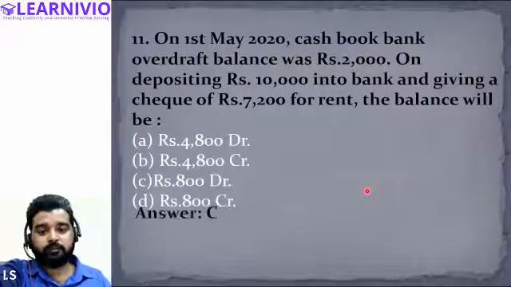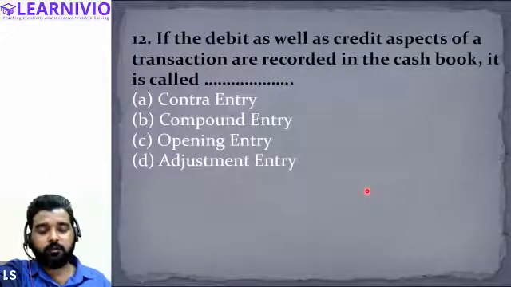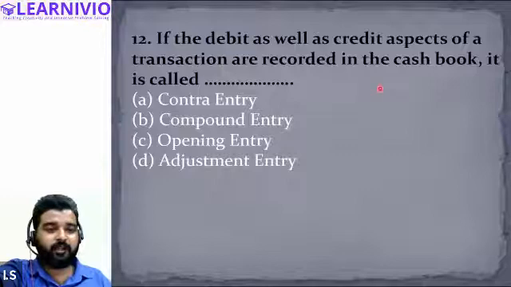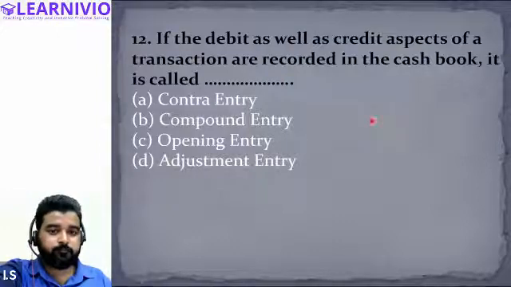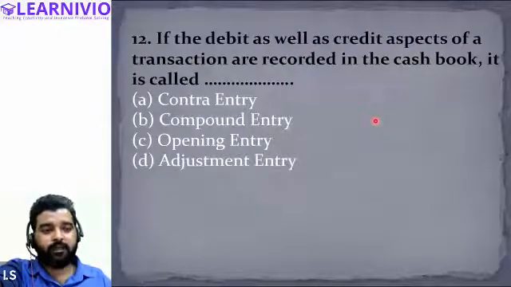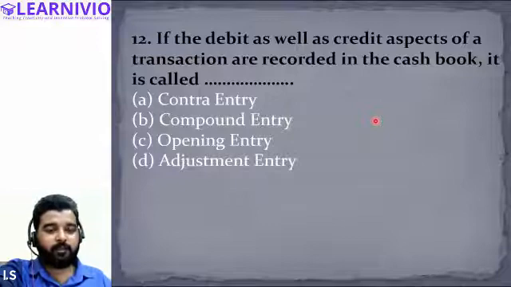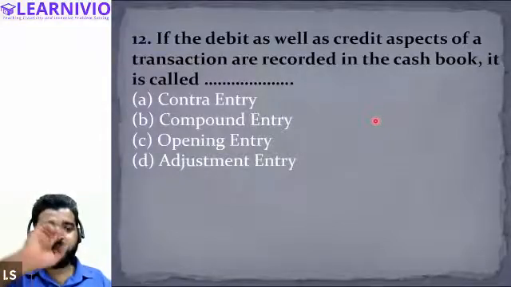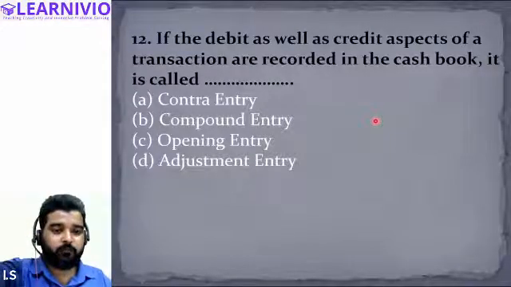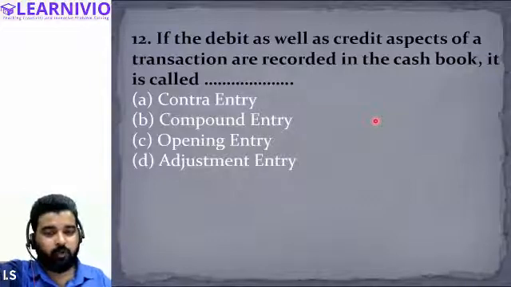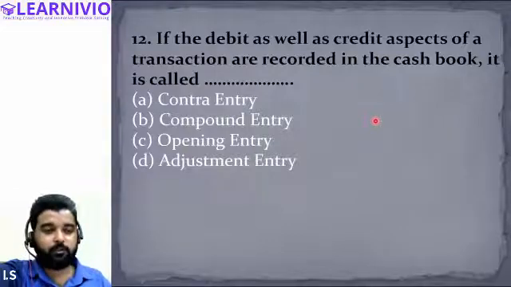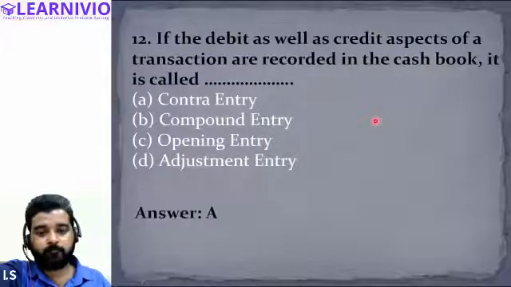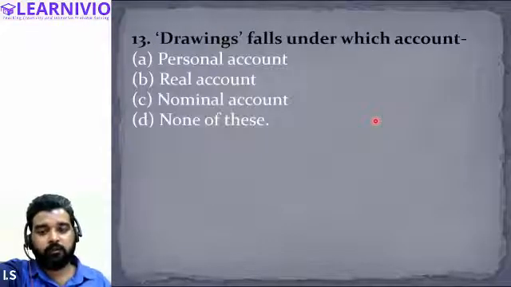Okay, next. Next we have question number 12. If the debit as well as the credit aspect of the transactions are recorded in the cash book, it is called what? If credit aspect and debit aspect both are recorded at the same time in the cash book, what will it be? Contra entry. Correct. This will be called contra entry. Peer, is it clear to you? Yes, sir. Okay.